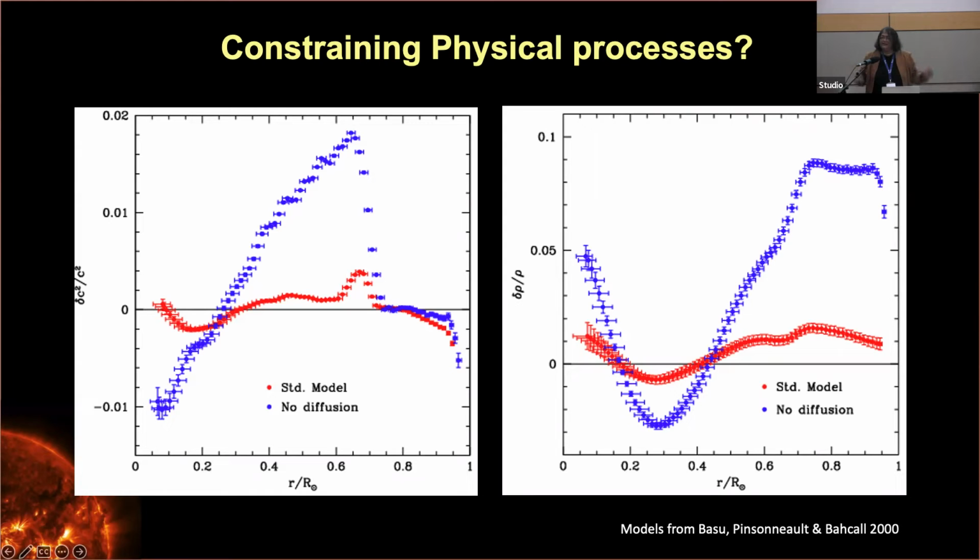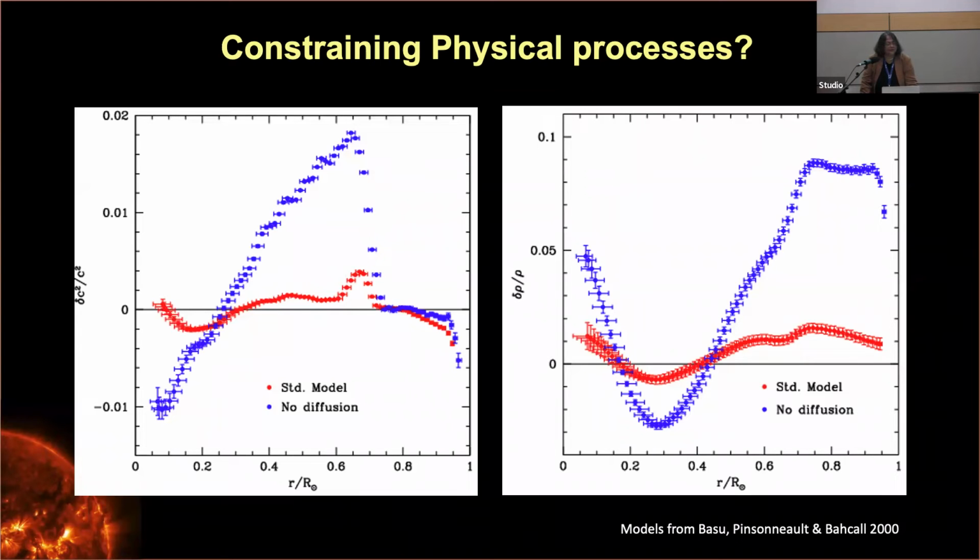Gravity, right? We just call it diffusion, but it's basically gravitational settling. If you include that, you get the red model. If you don't include that, you get the blue model. So you can see immediately how important diffusion is.